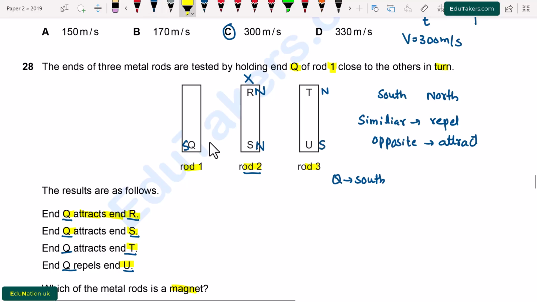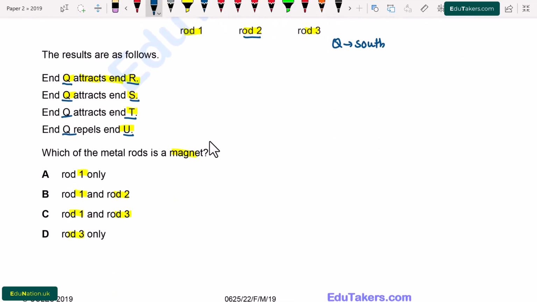Now we see here, one is south and the other is north. These are opposite poles, so it should be a magnet, because it contains both poles, as Q attracts or repels the other. So rod 1 is also a magnet. Rod 1 and 3 are magnets, while rod 2 is not a magnet. Now we see the statements. Statement C shows that rod 1 and rod 3 are magnets. So C is correct.